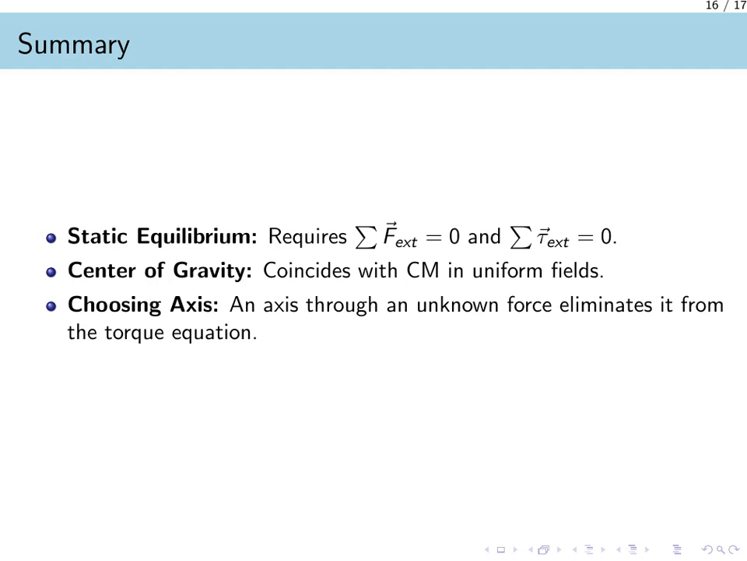The most powerful technique for solving these problems involves choosing your axis of rotation wisely. By placing the axis at a point where an unknown or unwanted force is applied, that force has a lever arm of 0. Consequently, it produces 0 torque and drops out of the torque equation, which can dramatically simplify the calculations. Therefore, always choose your axis to eliminate as many unknown forces from the torque equation as possible.